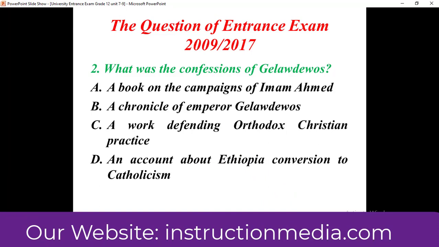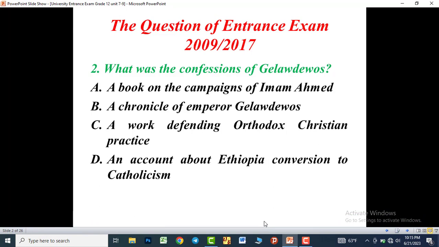Do you know the Confessio Fidei of Gelawdewos? The Jesuit missionaries under Dom Oviedo were sent as patriarch to the Ethiopians to convince Gelawdewos to convert to Catholicism. Oviedo arrived in 1557 in the Ethiopian regions and followed the king from one campaign to another, trying to convince Gelawdewos. But Oviedo failed to convince Gelawdewos. Instead, the king wrote a book called Confessio Fidei of Gelawdewos, in which he defended the practice of his kingdom against criticisms of Catholic priests. Based on these explanations, question number 2 answer is C.